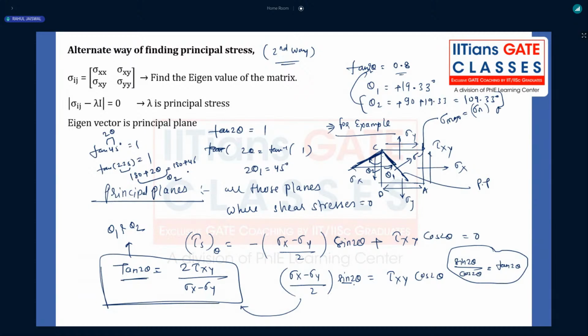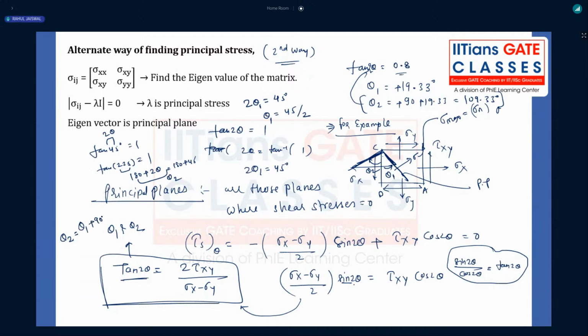Why are we getting the two values? All of you, getting my point? So indirectly, 2 theta is 45 degree. Then what about theta 1? Theta 1 will be 45 by 2. What about theta 2? Tell me, guys.